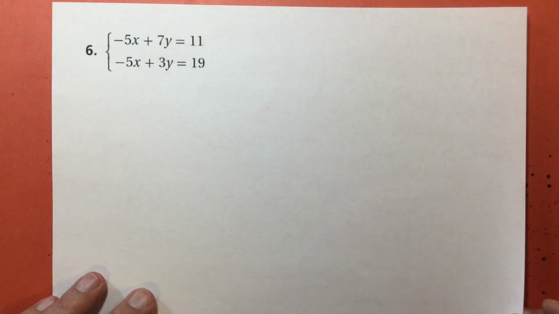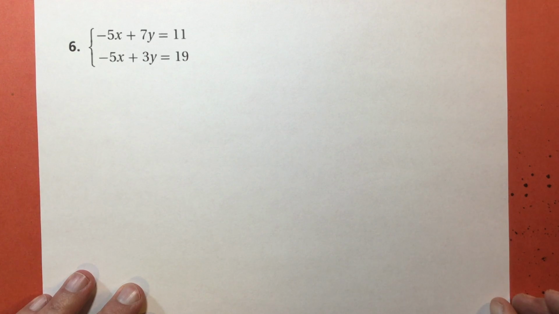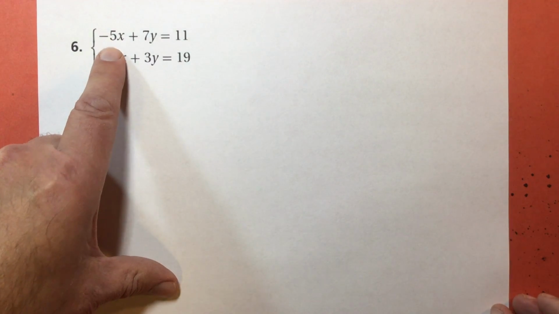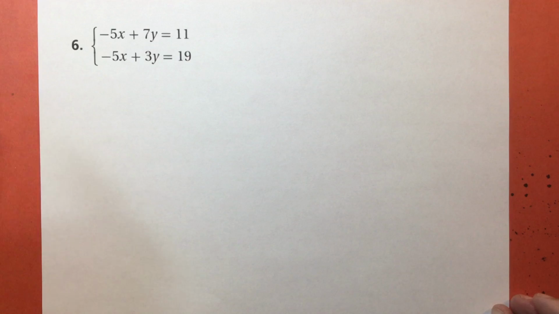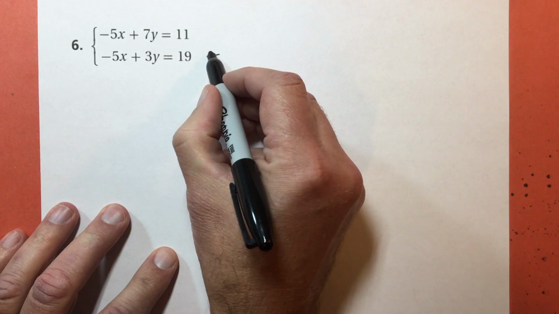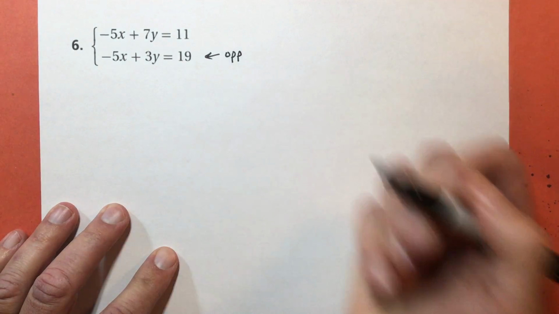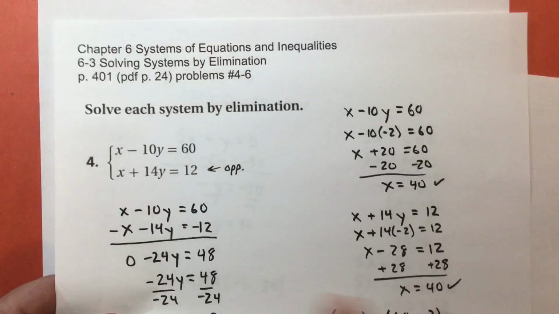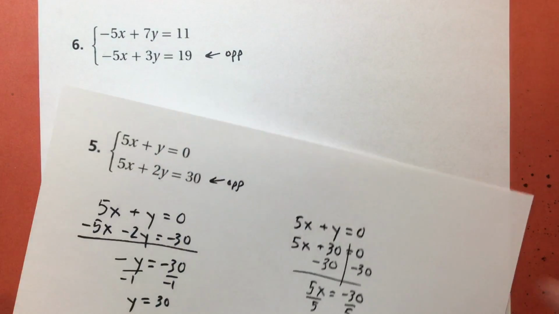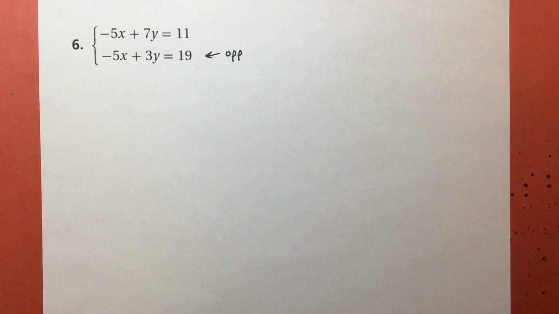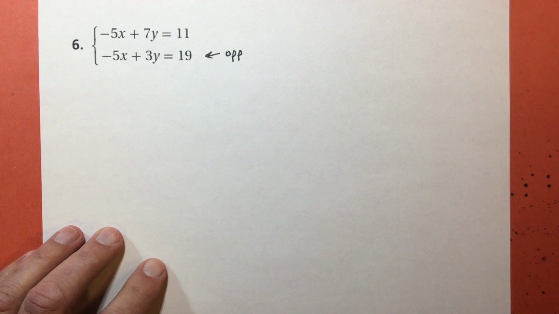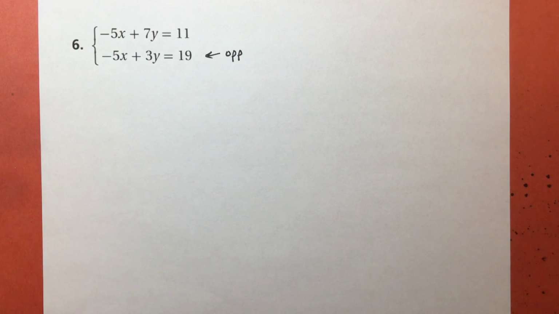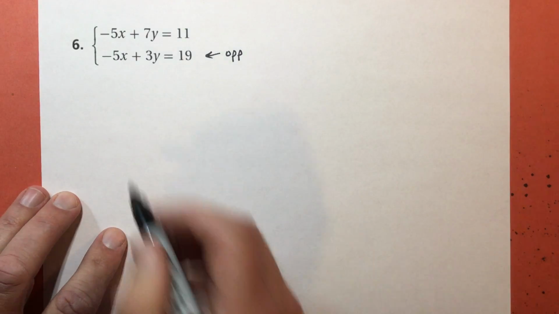And let's do problem number 6, one more for this section. So notice I have negative 5x here, negative 5x here. No problem, I'm going to find the opposite of that one. And to be honest, I didn't mention this with the other ones, but for the previous problems, I could have found the opposite of that and the opposite of the first one. It doesn't matter, as long as you get two coefficients that are going to add up to zero.